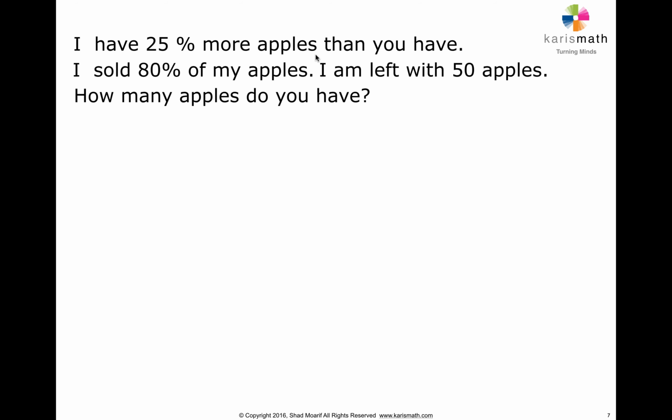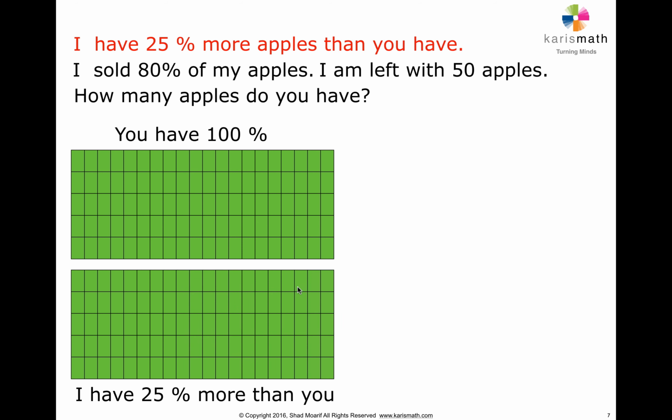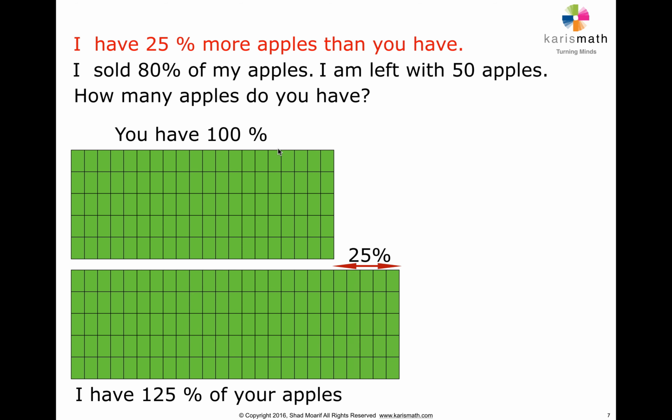I have 25% more apples than you have. So imagine you have 100%, then I have 25% more apples, which means I take 25% from here and add it to that. That means I have 125% of your apples. So this is 25%. You can see 1, 2, 3, 4, 5, and 5 this way. This bit here is 25%. This is all 100%. The 100 are rectangles in there. Okay, so I have 125% of your apples.